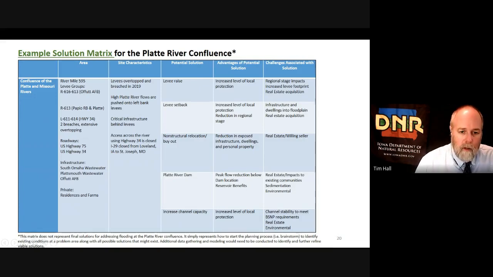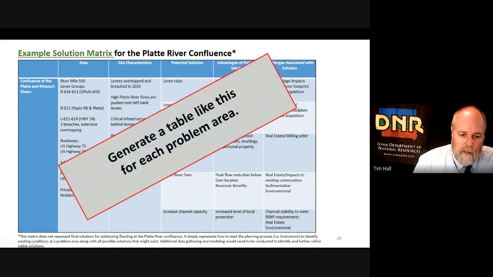What we want to do, though, is think about this type of a matrix, and we want to generate a table like this for each problem area. So if we go through together, stakeholders, state agencies, the DNR, and identify 40 problem areas along the Missouri River, we'll develop a table like this for each one of those problem areas. That'll be then combined with information from the other states to give us a comprehensive look at the lower Missouri River.